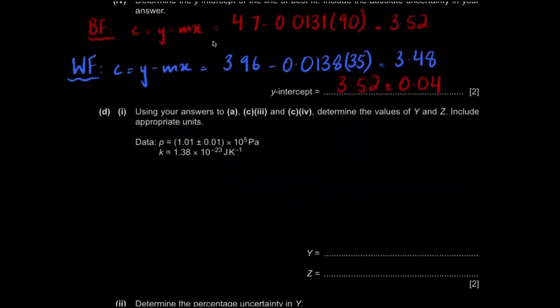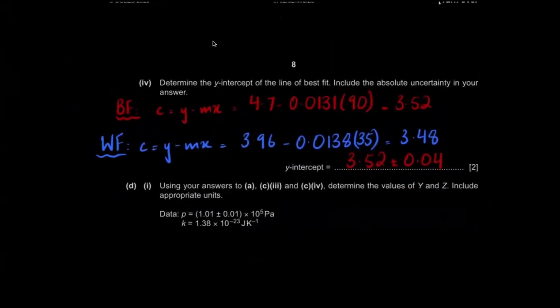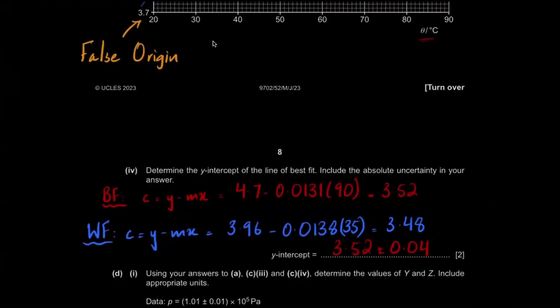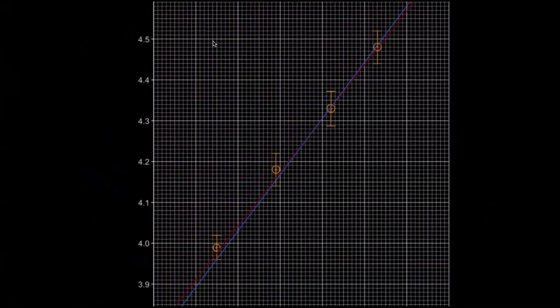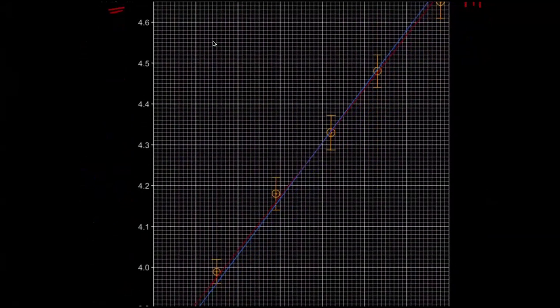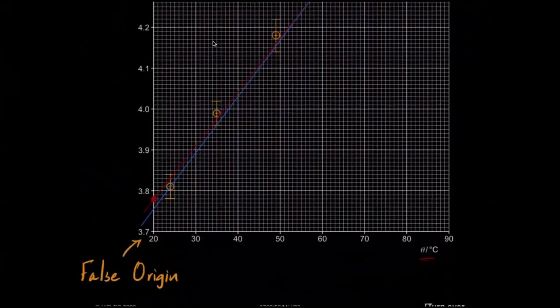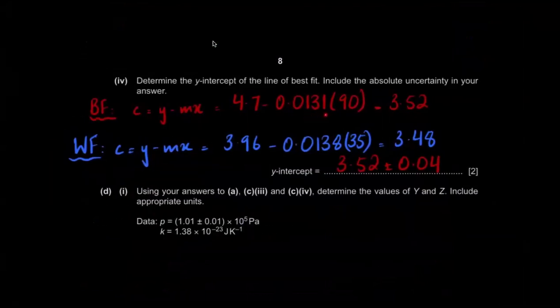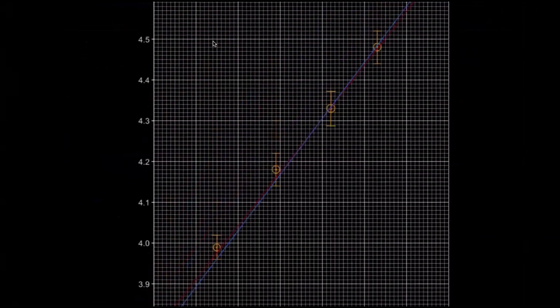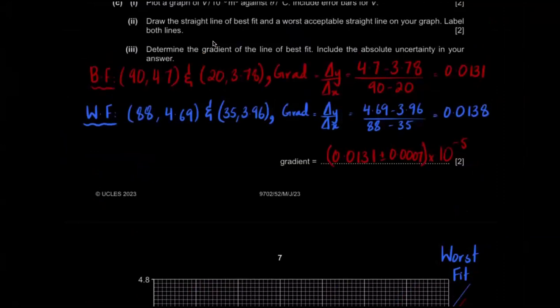So use your answers to A, C1 and A, C3 and C4 to determine the values of Y and Z, include appropriate units. Now, again, do make sure that you are playing around with the units correctly. Also do see here that in this case, the y-intercept would also have a 10 to the negative 5 here, right? This is the first thing you need to see, that your y-intercept would also have a 10 to the negative 5, because this gradient also had a 10 to the negative 5. So this would also have a 10 to the negative 5, and your y values also have that.